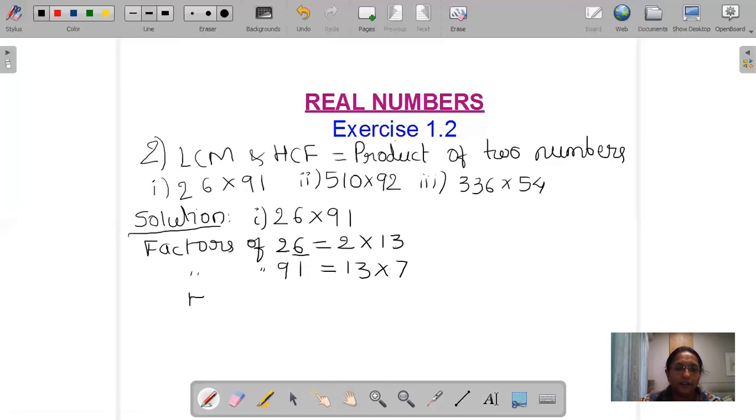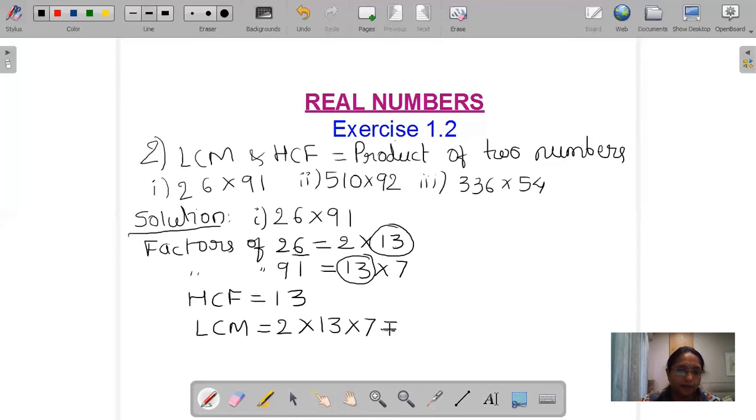Next, find out the HCF. What is HCF? The factors which are common in both, that is the HCF. So 13 is the HCF. Next, LCM is the highest power of the factors. Here 2 is there. You have to write 2 also, 13, then 7. This is the LCM. What is 2 into 13 into 7? It is 182.